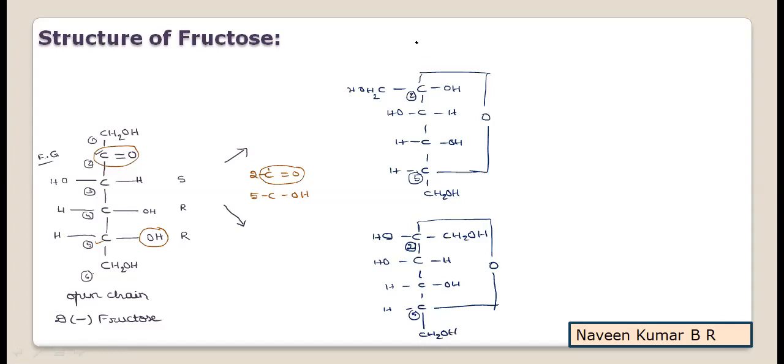Now this is alpha-D-fructose, and this is beta-D-fructose. On the anomeric carbon atom, the hydroxyl group on the right hand side will make it alpha. On the anomeric carbon atom, the hydroxyl group on the left hand side will make it beta.